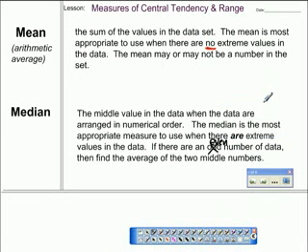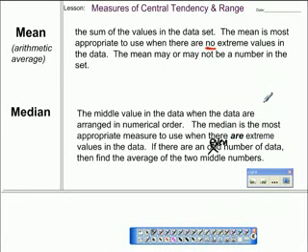The mean, also called the arithmetic average, is the sum of the values in the data set divided by the number of values. The mean is the most appropriate to use when there are no extreme values in the data, because if there are extreme values, it'll move the average. Like if we had a couple low ones, it'll move the average away from what should be the center to a lower value. The mean may or may not be a number in the data set.